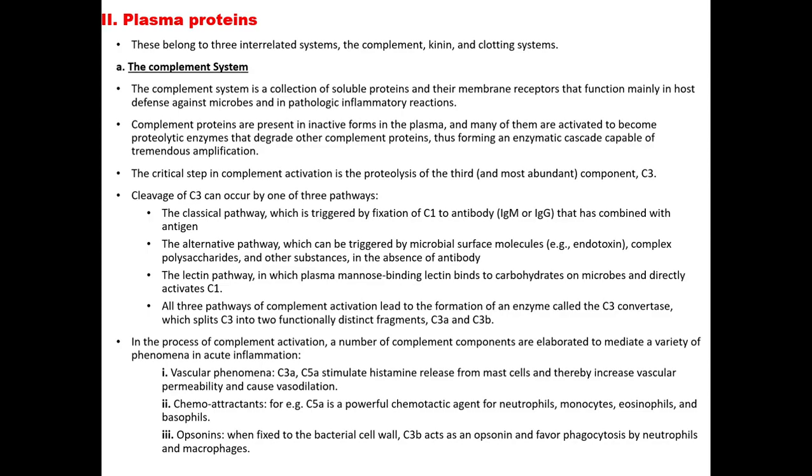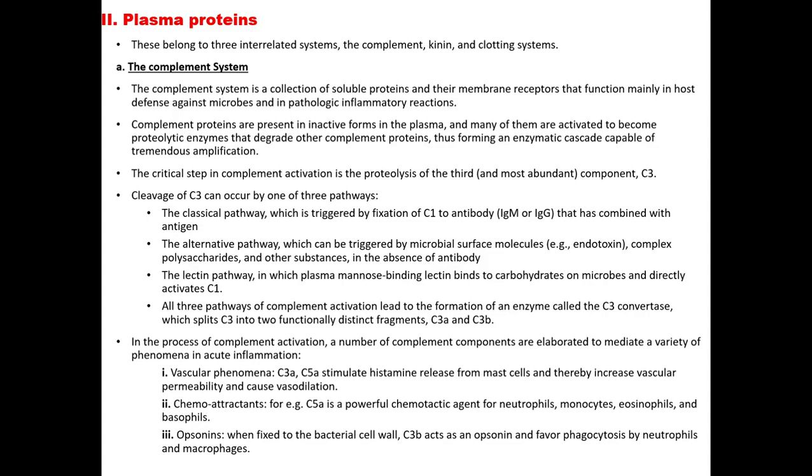They stimulate histamine release from the mast cell and so increase vascular permeability and cause vasodilation. For chemotaxis, C5a is a powerful chemotactic agent for the neutrophil, monocyte, eosinophil, and basophil.